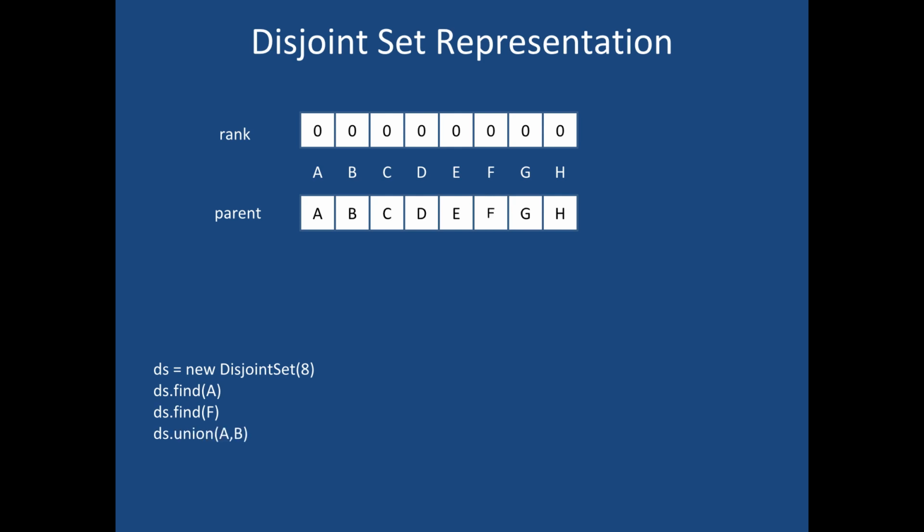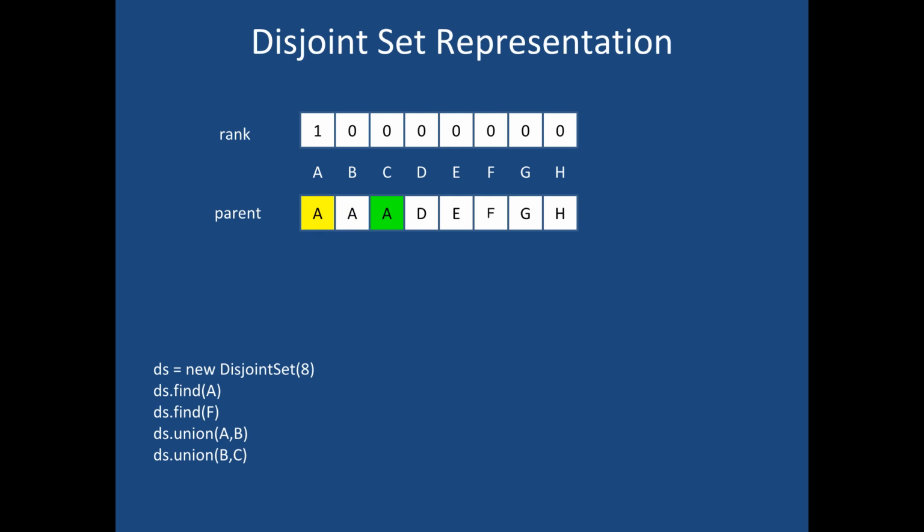Do union of A and B. We find A, we find B. Now what? Okay, one of them, I think B's parent is going to change to A, and A's rank is going to change to 1. So we're doing the same operations, we're just doing it on the arrays instead of on that dynamic data structure. Take the union of B and C. You find B's root, you find C's root, and now C's parent will become A, and A's depth will stay the same.